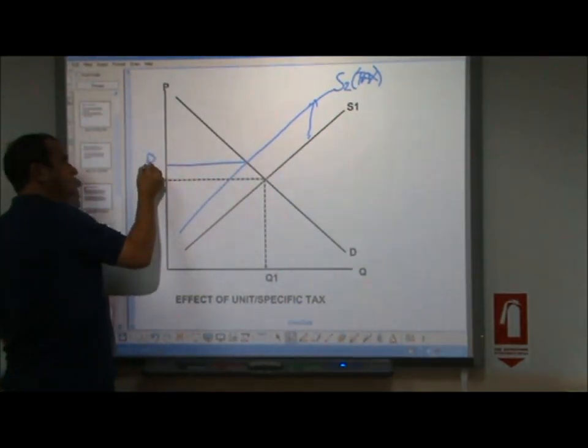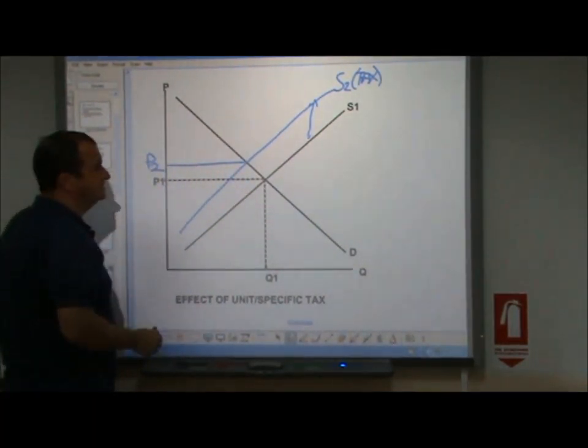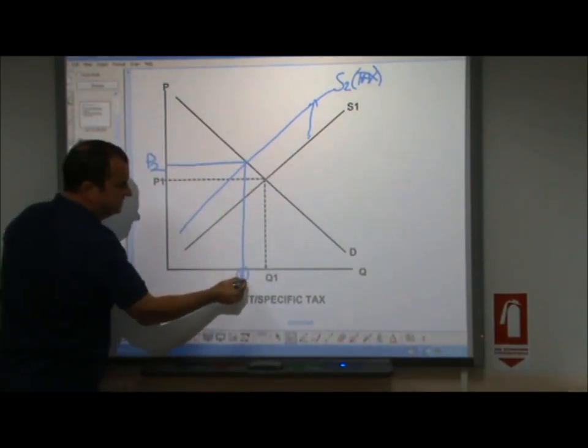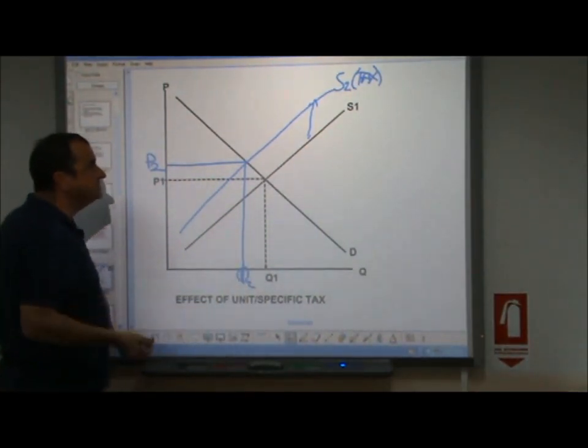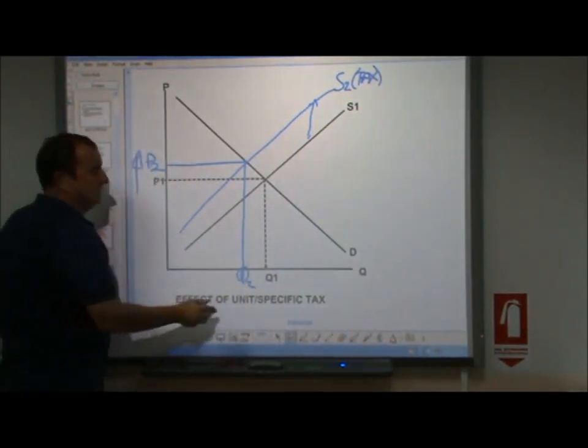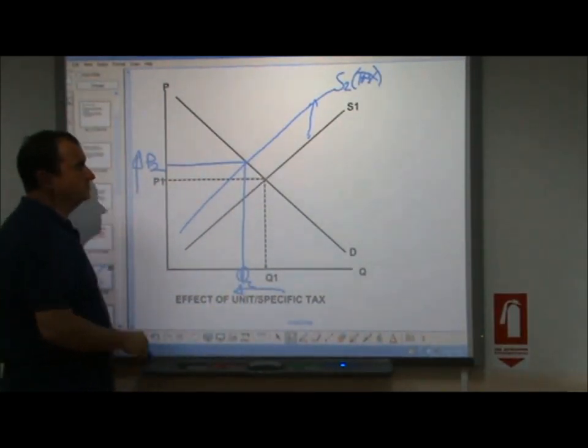There is the price, the new price, following the tax. There is the new quantity following the tax. What has the tax done? It's raised price and it's reduced the quantity being bought.